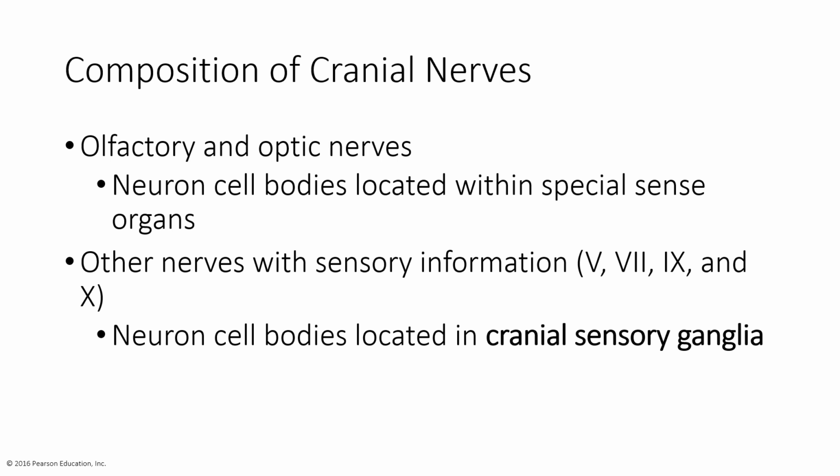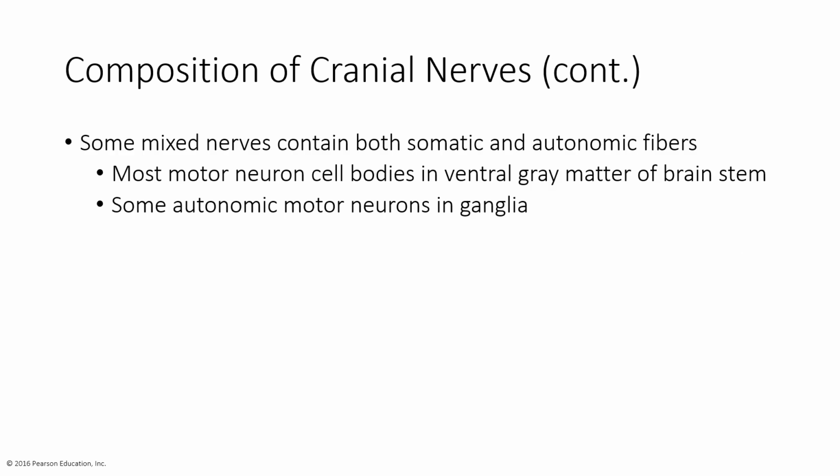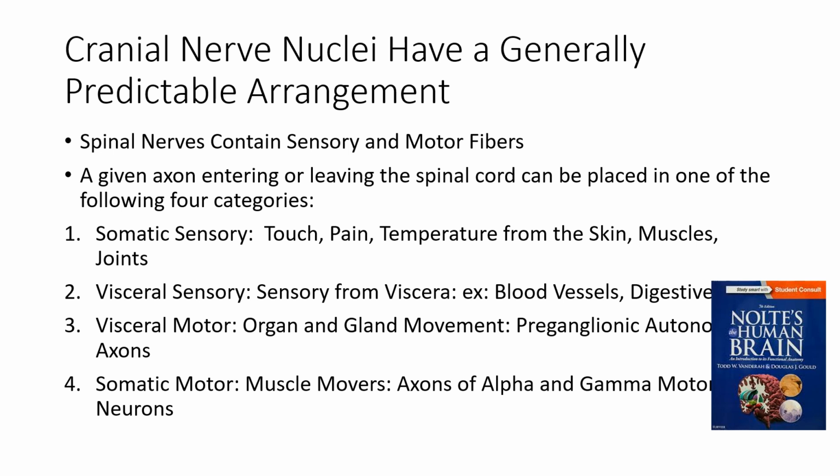So olfactory and optic nerves, neuron cell bodies located within the special sense organs. Other nerves with sensory information, 5, 7, 9, and 10. Neuron cell bodies located in cranial sensory ganglia. So we see this sensory, motor, both. Cranial nerve nuclei have a generally predictable arrangement. So that's somatotopy that we talk about all the time in neurology.